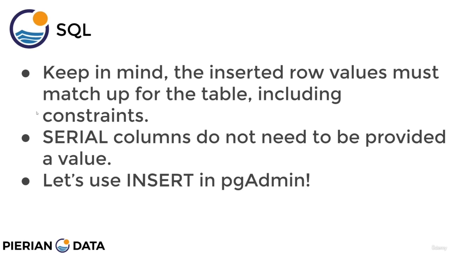Another thing to keep in mind is that the serial columns, especially for those primary keys, actually do not need to be provided a value. Recall that serial is a sequence, so it's going to automatically update the next available integer for that row. Okay, let's go ahead and actually work through some syntax examples using pgAdmin.